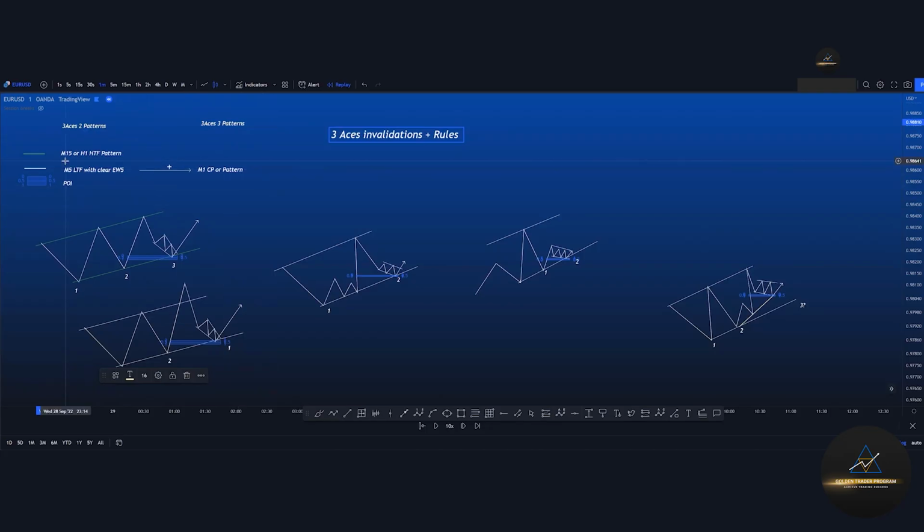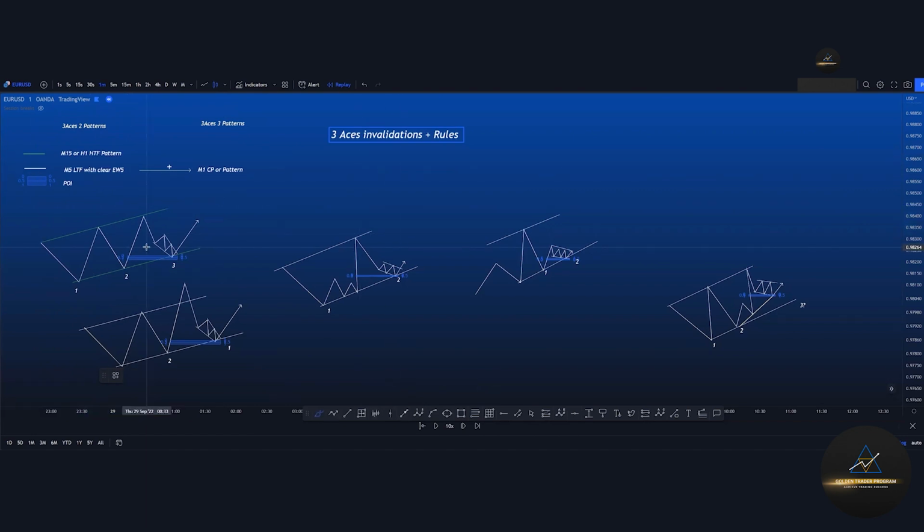So, okay, firstly, with the three aces, you've got the M15 or the H1 higher time frame pattern. This is really the only time frame you should be looking at on the H1 or even the M15. It's going to be the same pattern because both time frames are very, very similar in terms of identifying the larger structure pattern, right? Now, for example, we've got this pattern here. This could be your M15 or your H1. It's going to be the same thing. That should be one of your first requirements. You've got the larger structure pattern.